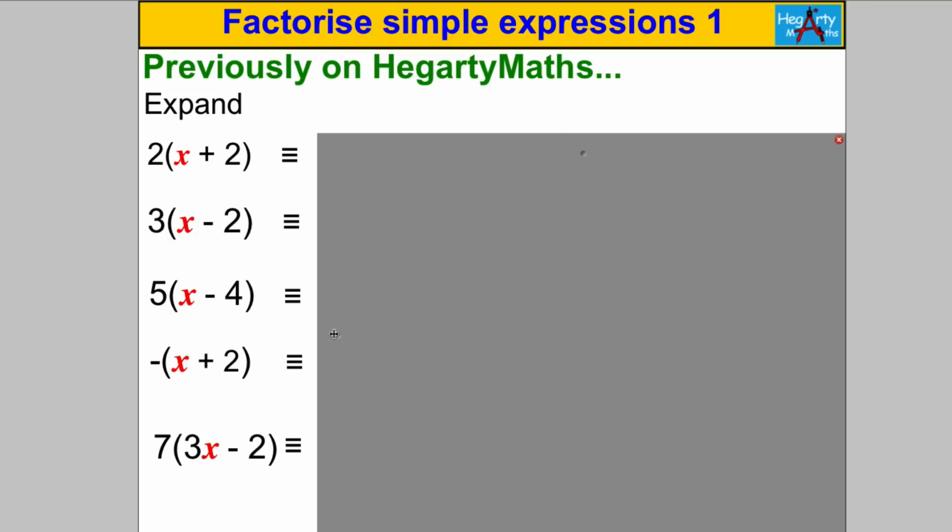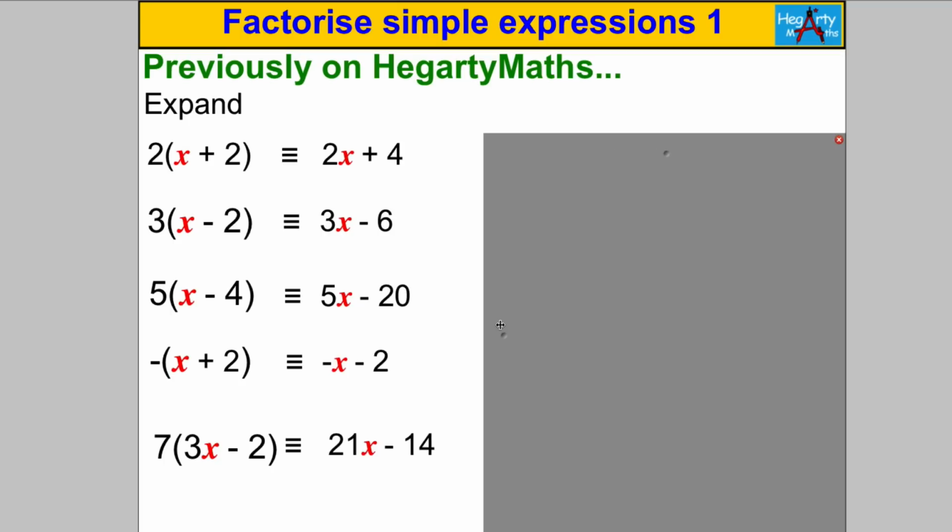Okay, let's see what we got. Did you get the following? 2x add 4, 3x subtract 6, 5x subtract 20, negative x and negative 2, and 21x take away 14. Hopefully you got that, because it's just an application of the distributive law, multiplying both things by 2, by 3, by 5. Here may be the only difficult one. We're multiplying both things by negative 1, aren't we, and here by 7.